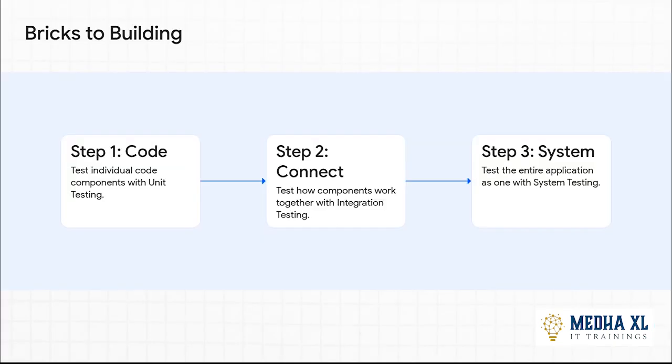And this slide really lays out the journey perfectly. You can see we started small, testing the individual bricks of code with unit testing. Now we're moving into that crucial middle step, testing the connections between those bricks. And you can see where we're headed next, testing the entire building as one whole system. It's a natural progression, from the tiny parts to the whole shebang.